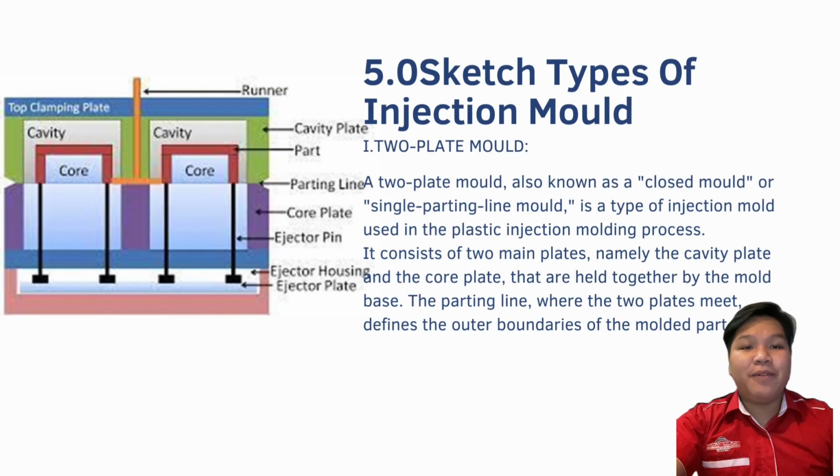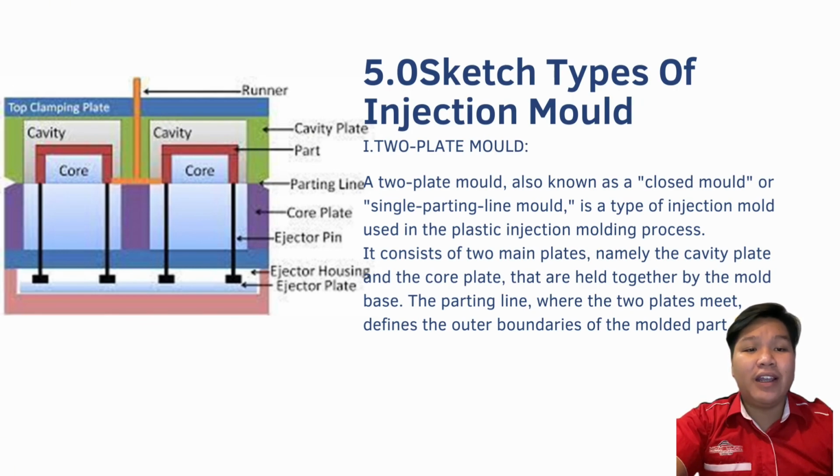Next, sketch type of injection mold. Two-plate mold. A two-plate mold, also known as a closed mold or single parting line mold, is a type of injection mold used in the plastic injection molding process. It consists of two main plates, namely the cavity plate and the core plate, that are held together by the mold base. The parting line where the two plates meet defines the outer boundaries of the molded part.